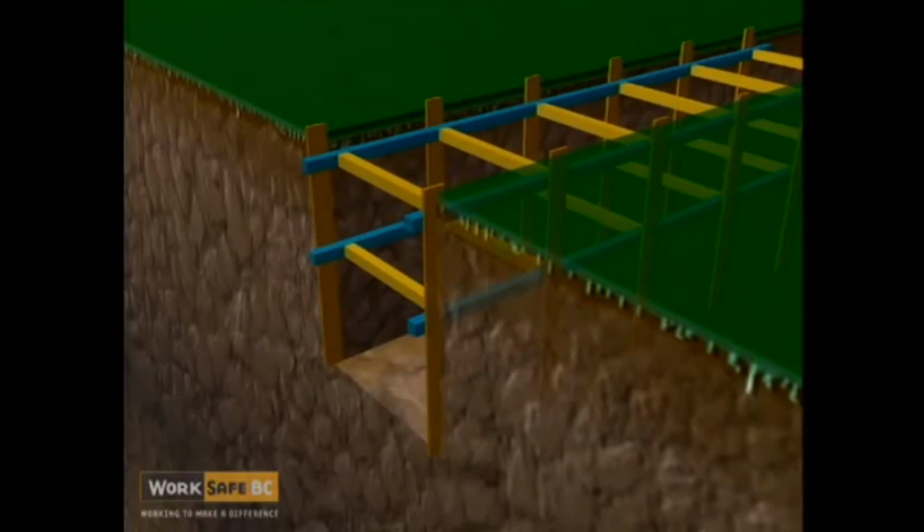When the job is finished, the lowest cross braces and stringers are removed first, and then the uprights. In other words, in reverse order. Then the site is backfilled. But no workers are allowed in the trench to compact the backfill.